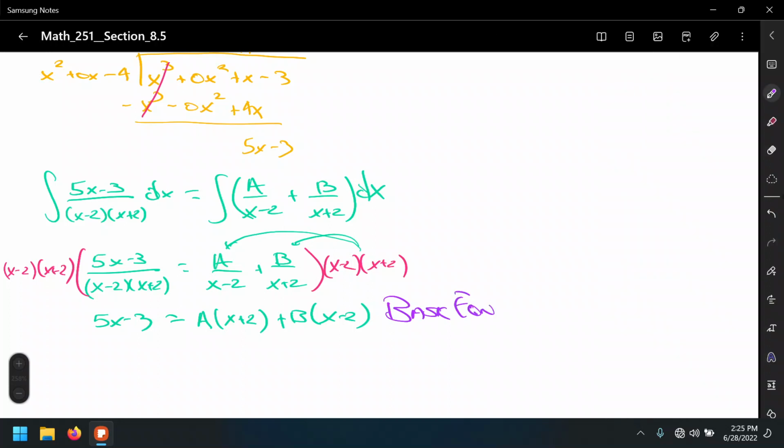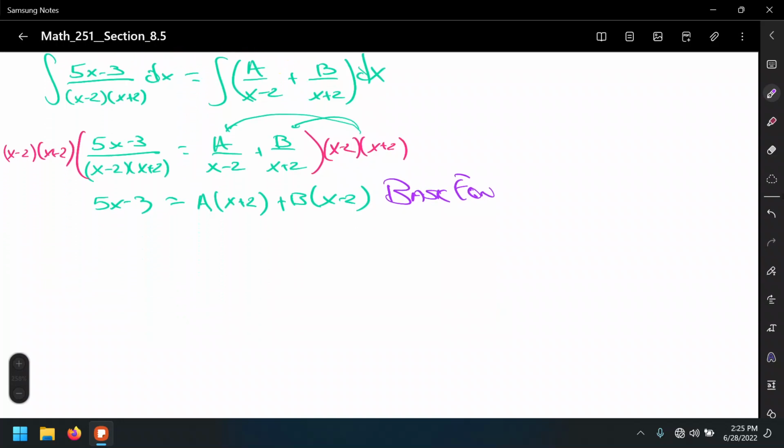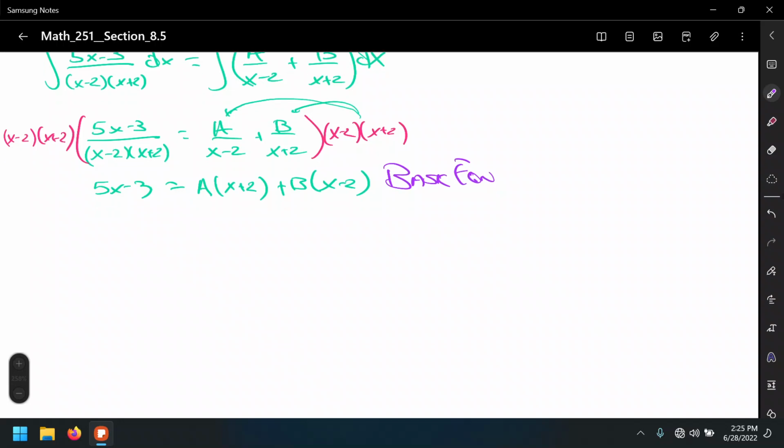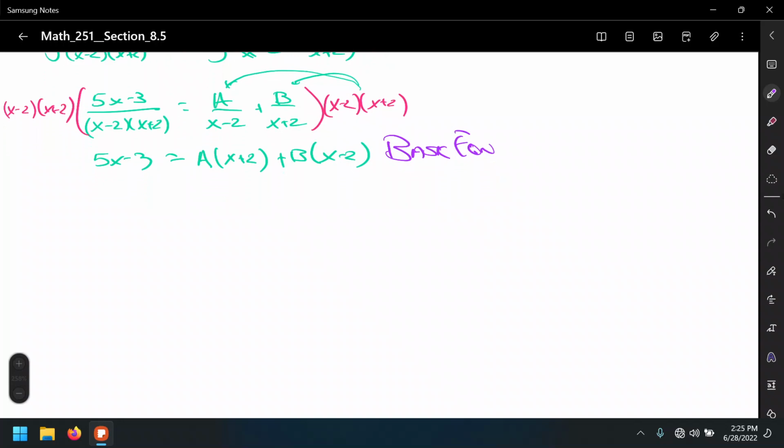Alright, so let's choose convenient values, and in this case it's not going to be like the previous examples that we did. These numbers are really going to be nice. So how about x equals negative 2?